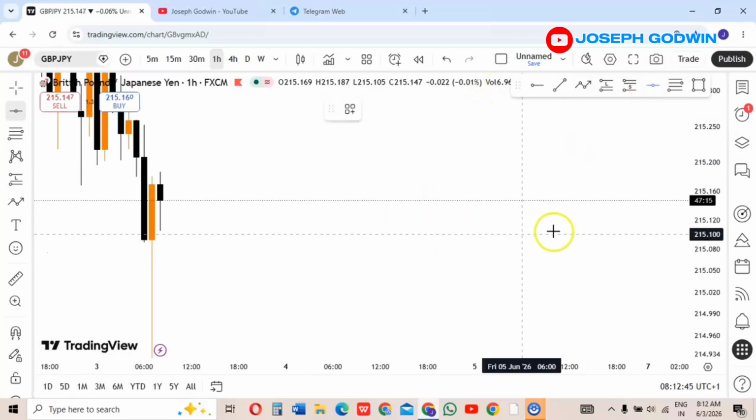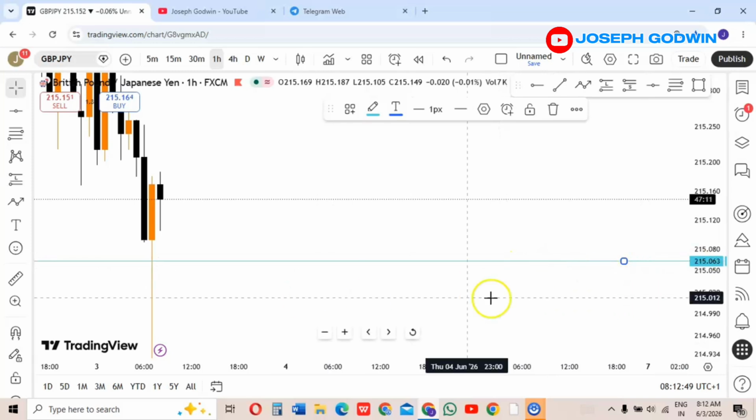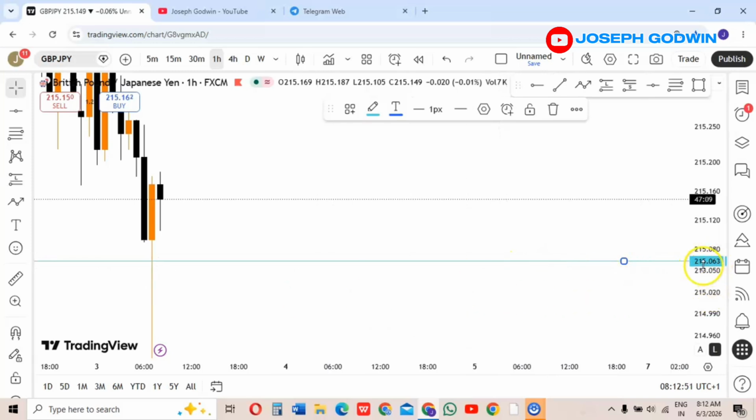Now let's just take a round number for you to know how to plot this thing. The current price is what?